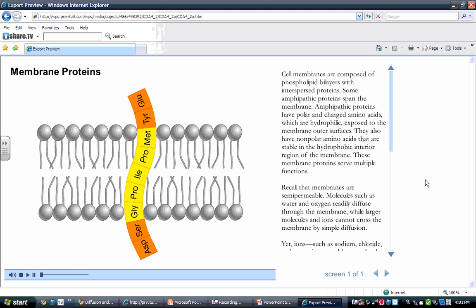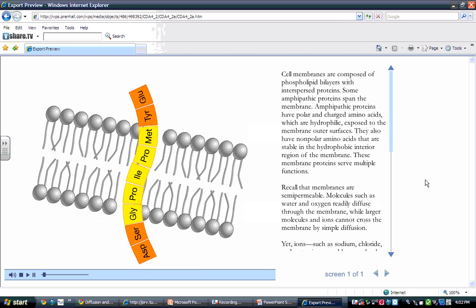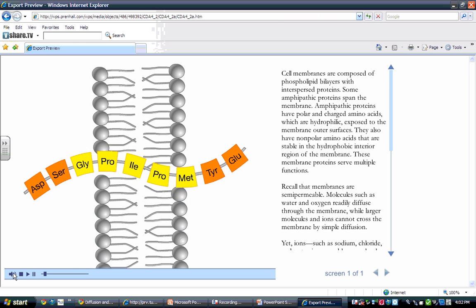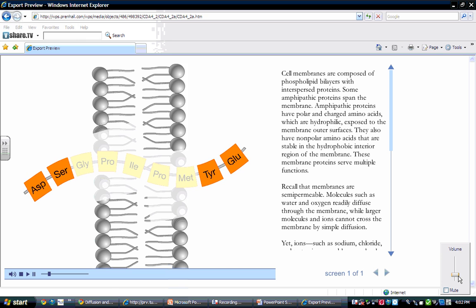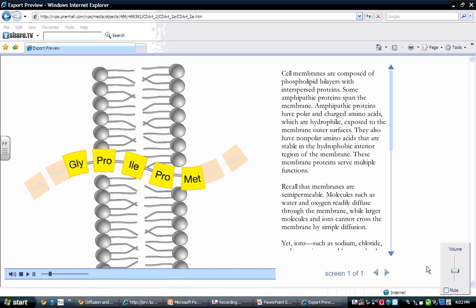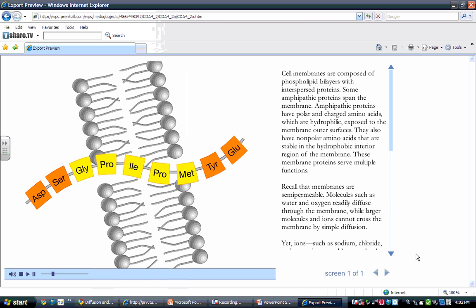Cell membranes are composed of phospholipid bilayers with interspersed proteins. Some amphipathic proteins span the membrane. Amphipathic proteins have polar and amino acids, which are hydrophilic, exposed to the membrane outer surfaces. They also have nonpolar amino acids that are stable in the hydrophobic interior region of the membrane. These membrane proteins serve multiple functions.